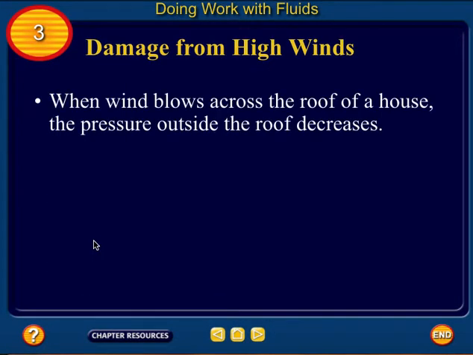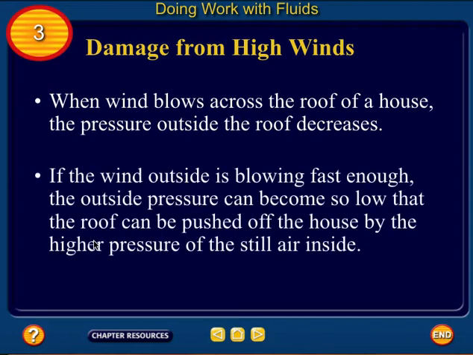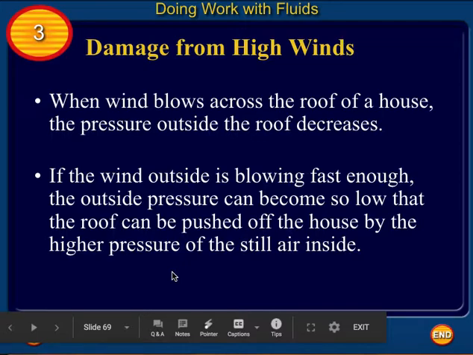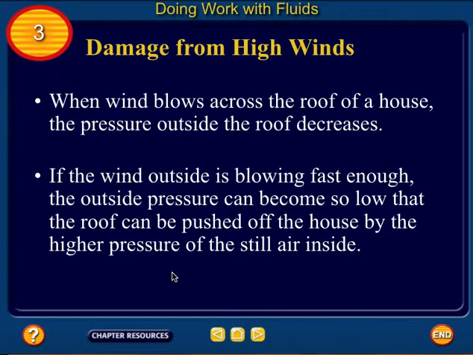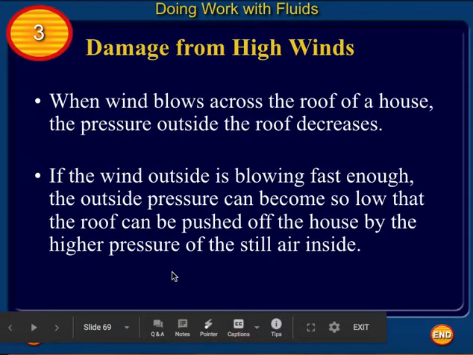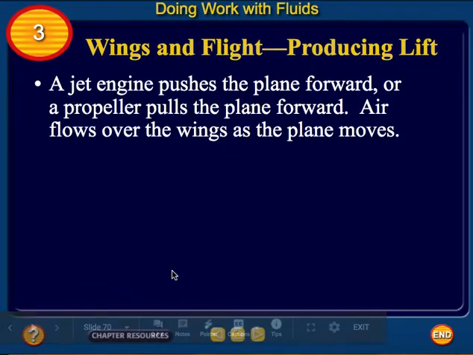When wind blows across the top of the roof of a house, pressure outside the roof decreases. If the wind outside is blowing fast enough, the outside pressure can become so low that the roof can be pushed off the house. The whole roof can be picked off the house by the high pressure of the still air inside. A lot of times this happens in the case of severe tornadoes.